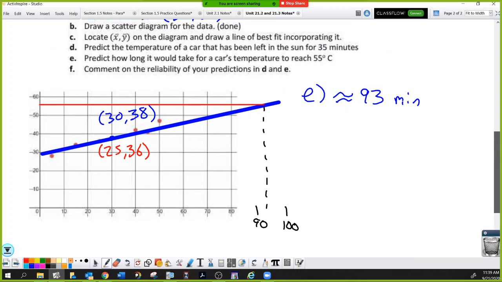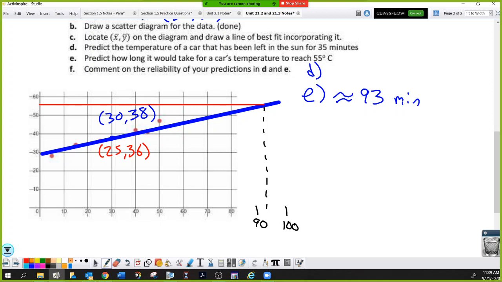Hold on a second. Part D and part E. Oh, I skipped over part D. I'm sorry, that was part E. My apologies. Part D: predict the temperature of a car that has been left in the sun for 35 minutes.